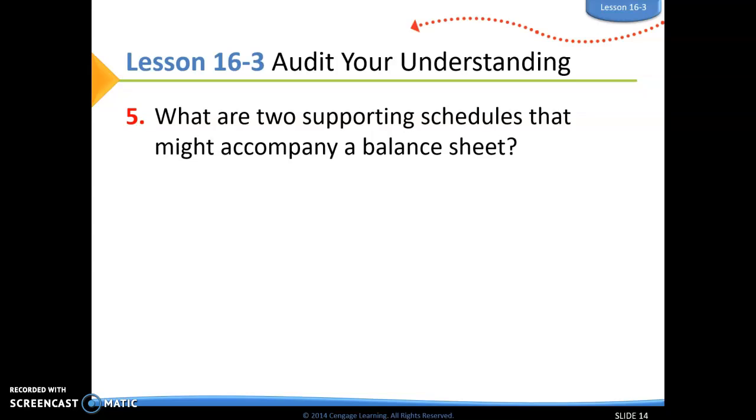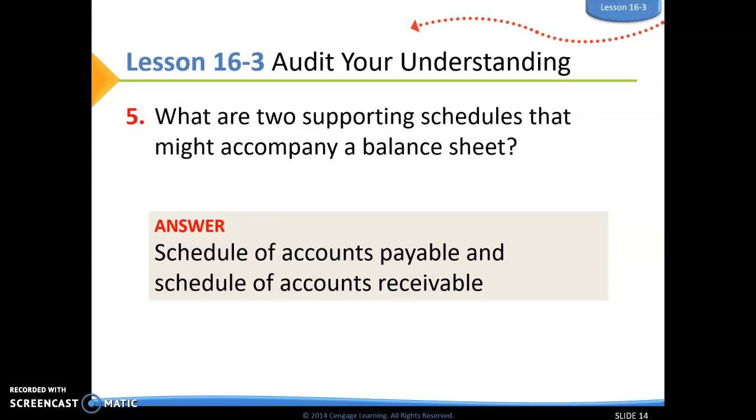Number 5, what are 2 supporting schedules that might accompany a balance sheet? We talked about what a supporting schedule is, but we did not talk about examples that would go with a balance sheet. So again, this is something that you would have needed to read to be able to answer. Two examples would be the schedule of accounts payable and the schedule of accounts receivable. The schedule of accounts payable is going to show the accounts that we owe money to and how much we owe to each account. The other side of that, the schedule of accounts receivable, is going to show the accounts that owe us money and the amount that they owe us.